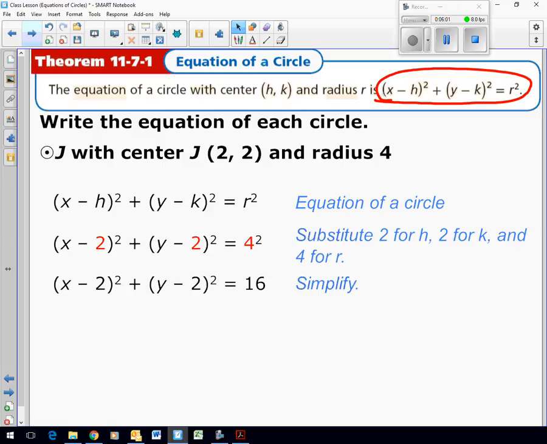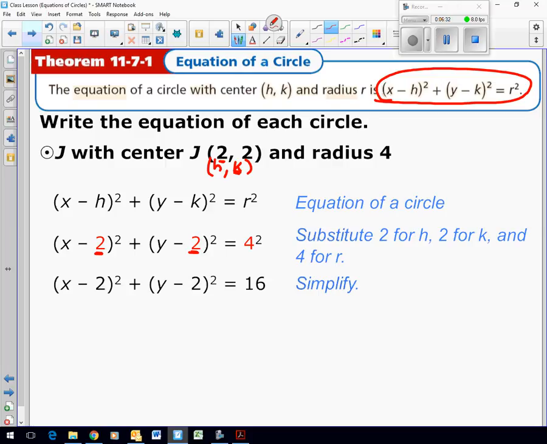If I see the word center and circle, okay, center of the circle, I think of what? H and K. Okay? So right there it tells me, what am I going to substitute in for H? What am I going to substitute in for K? 2 and 2, correct? I take 2, I plug it in here for H. I take 2, I plug it in here for K. I'm good to go. All right?